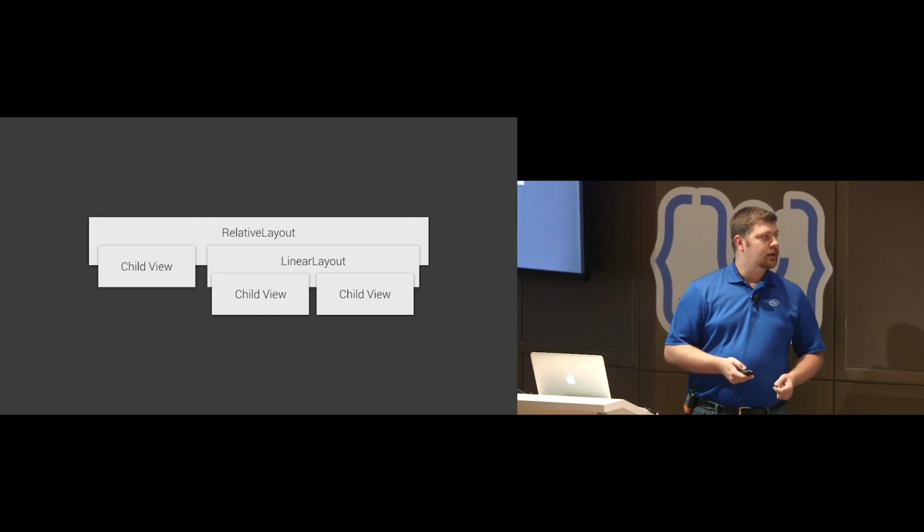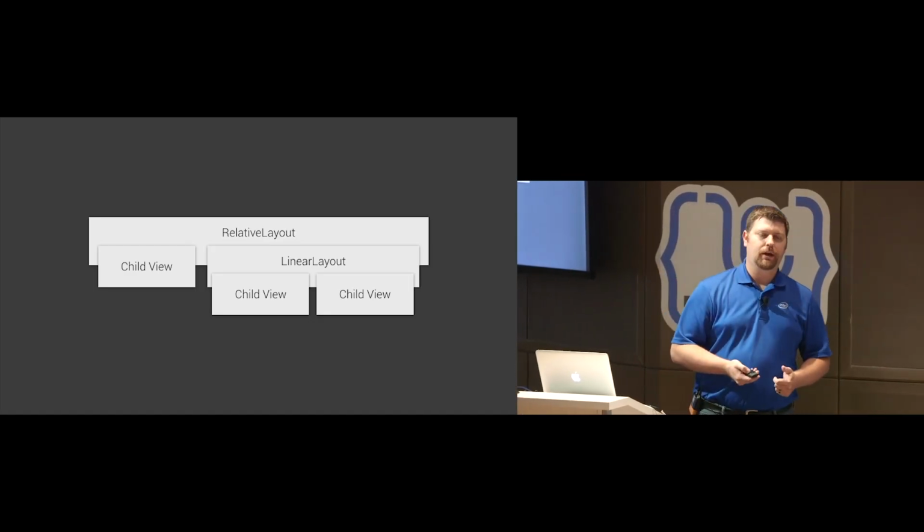Okay? So the primary goal of constraint layout is to try and flatten your view hierarchies as much as possible by giving you a layout manager that is extremely flexible and in theory should be able to do anything that you could have done with those other layouts, but doing it at one level deep instead of having to nest all these layouts all the way down.